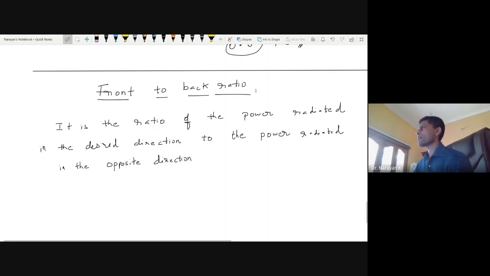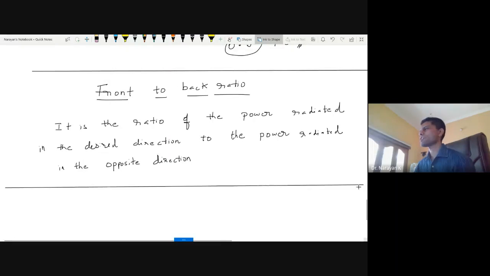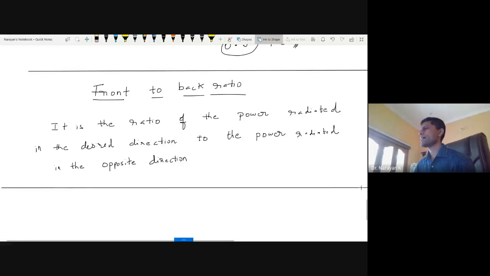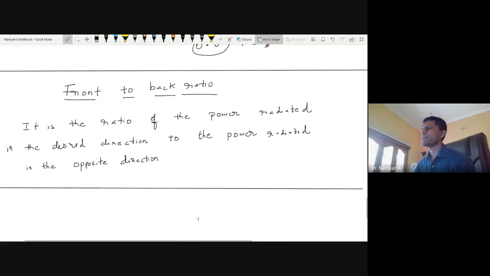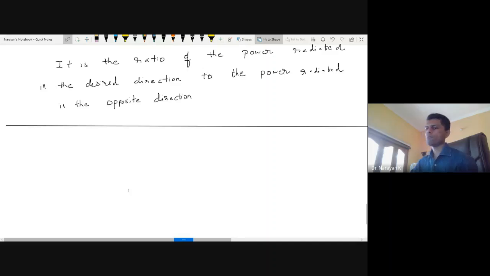It will come as a part of the definitions where you need to explain 3 to 4 definitions, which would be given around a 6 to 8 marks question in your VTU examination. Power radiated in the desired direction to the power radiated in the opposite direction is known as your front to back ratio of the antenna.